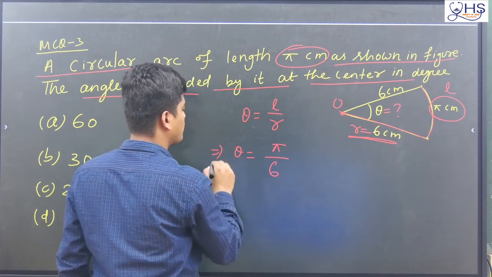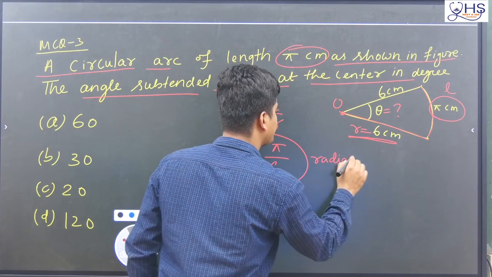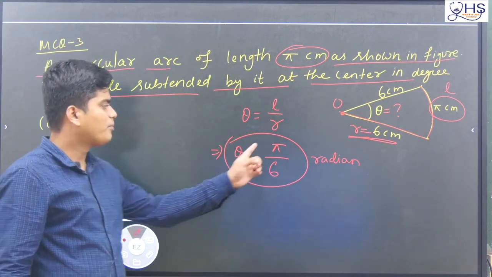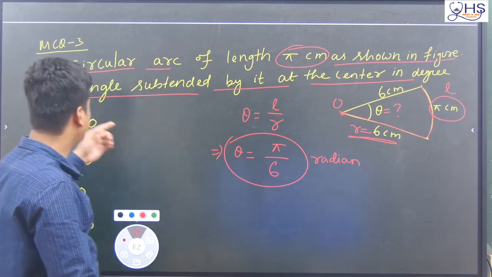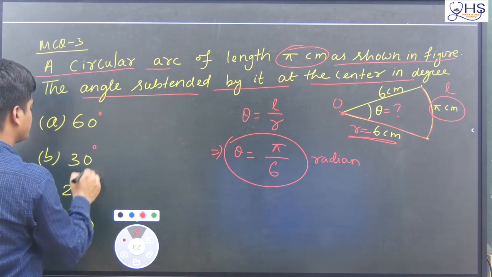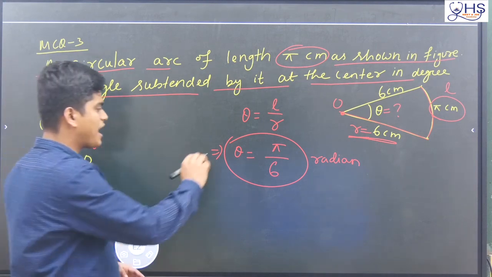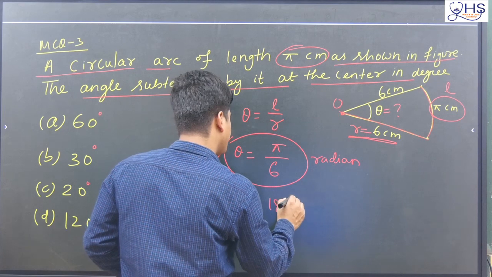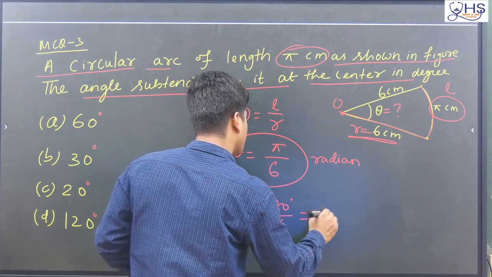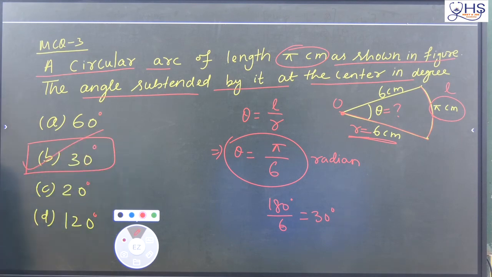So theta is coming equal to pi by 6, and it is basically in radian, pi by 6 radian, and you know pi is nothing but 180 degree. Here you see the options given are 60, 30, 20, 120, so everything is in degree, so you need to find the answer in degree. So pi by 6 is nothing but pi is 180 degree by 6, if you calculate, that will be 30 degree. So the answer will be option B, which is 30 degree. Now we will go to the next question.